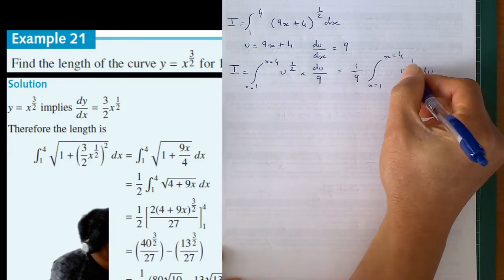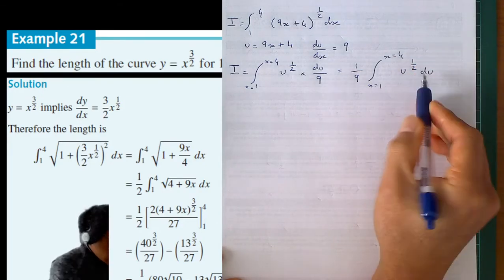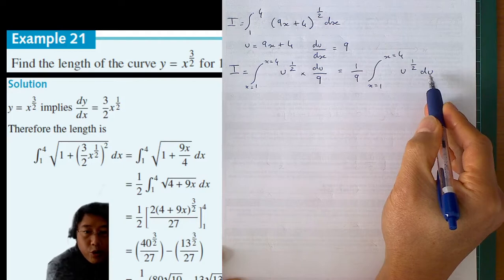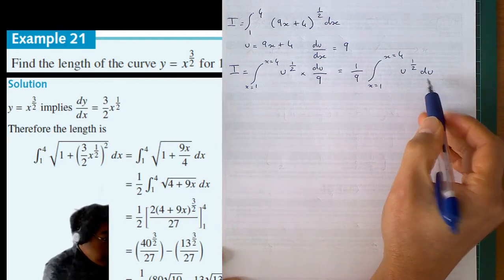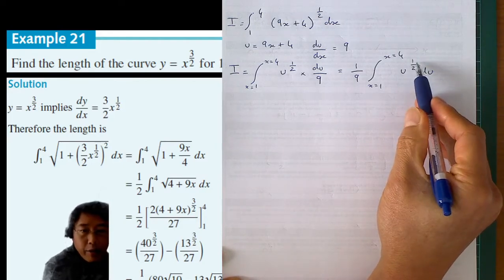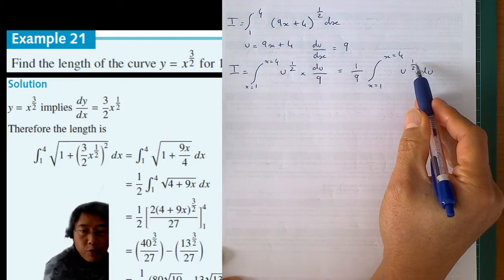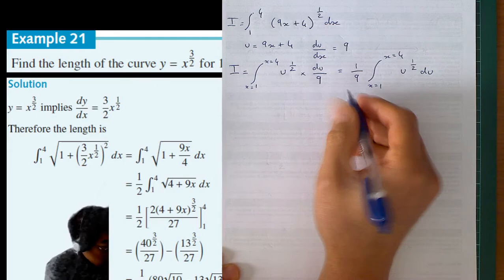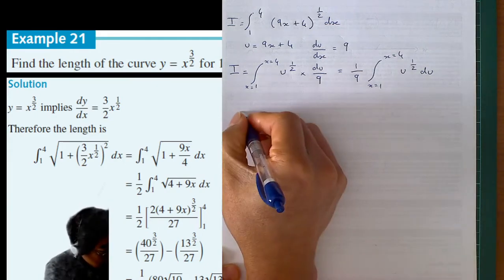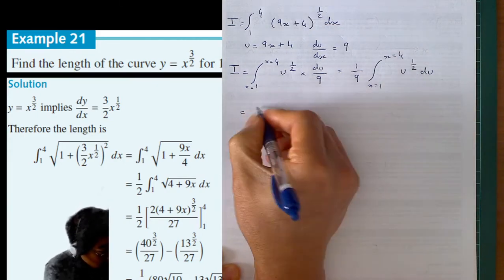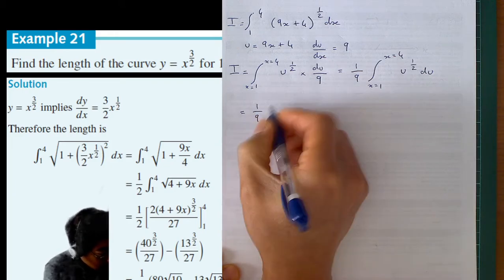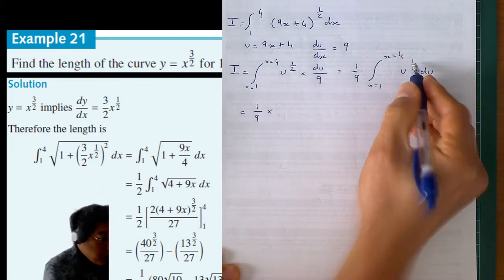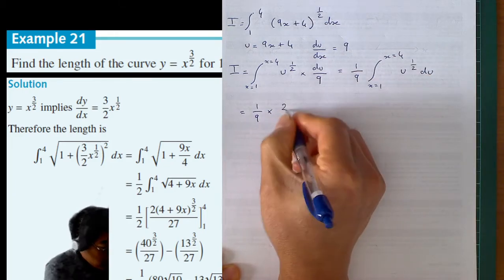Now, u to the power of 1 over 2 du, it's a polynomial. To anti-differentiate, what you do is, to the power, you add 1. A half plus 1 is 3 over 2. So, by doing that, 3 over 2 means you need to factorize. So, the 1 over 9 doesn't change. But if you have a 3 over 2, you need to multiply by 2 over 3.